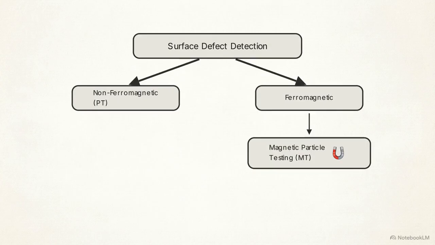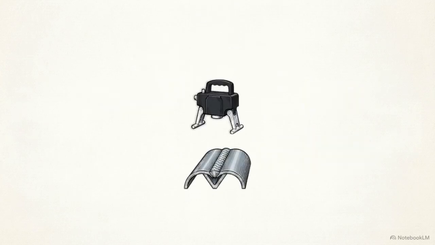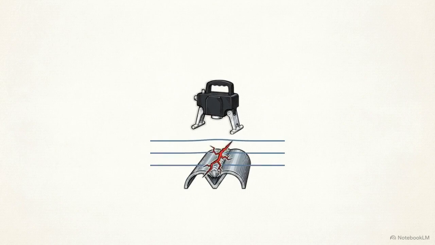Carbon steel requires magnetic particle testing. An electromagnetic yoke is applied. If a crack exists, it disrupts the magnetic field, forcing magnetic flux lines to leak out of the surface. Iron particles sprinkled over the area immediately snap to the flux leakage, revealing the defect.